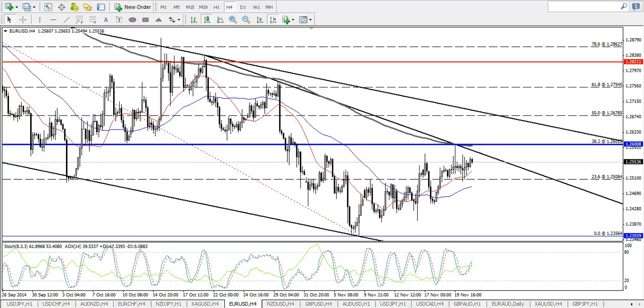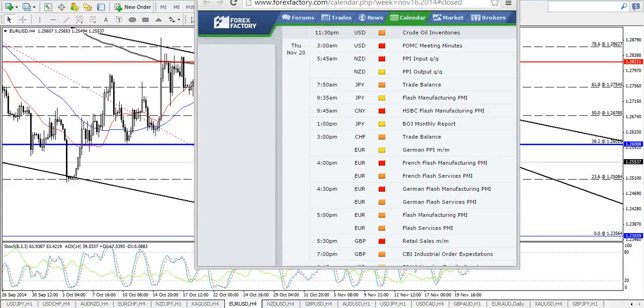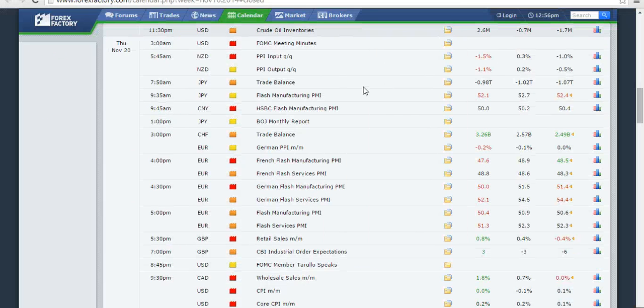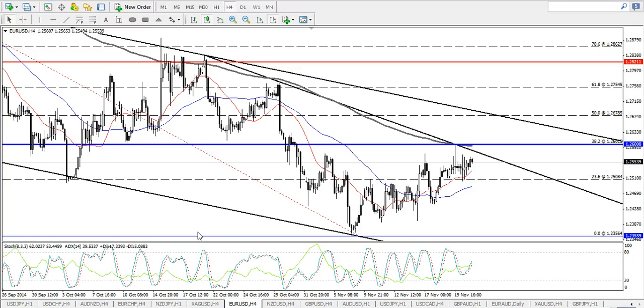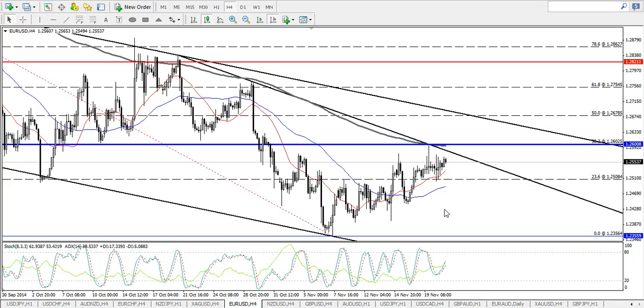And of course, what we're gonna be aware of later on is that at 4 p.m. Singapore, Brussels GMT, Draghi will be speaking, and that might cause a trigger for price to move and break out of this consolidation we are seeing right now. So that's pretty much for the euro against the US dollar.